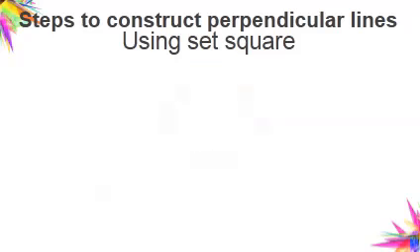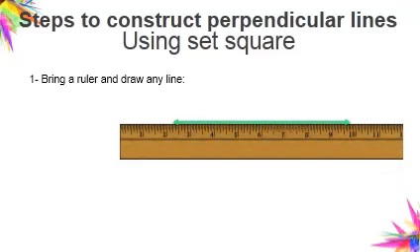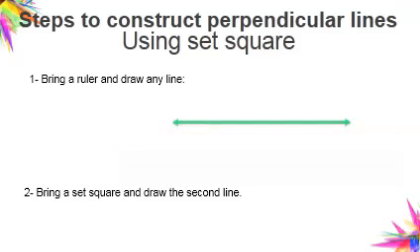So the steps to construct perpendicular lines: the first thing you have to do is to bring your ruler and draw any line you want. This is a line. Now after drawing the line, you have to bring your set square to draw the second line. How do we draw the second line? Using the set square, you just place the set square like this on the line, and then you draw this line, and then you remove the set square, and you're going to have the perpendicular lines.